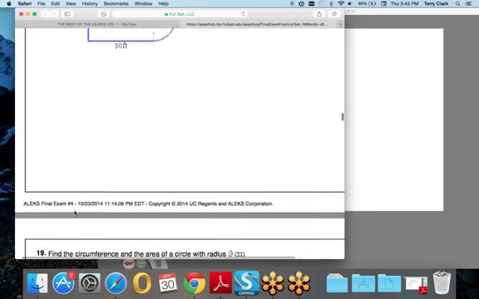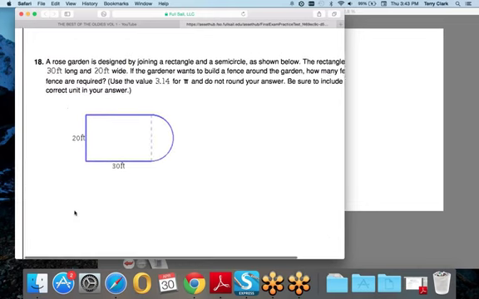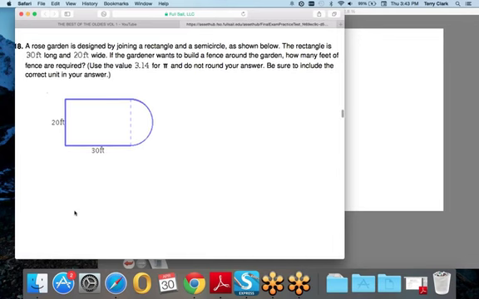I don't think we're going to finish these today, but we're going to do as many as we can. 18, a rose garden is designed by joining a rectangle and a semicircle as shown below. The rectangle is 30 feet long and 20 feet wide. The gardener wants to build a fence around the garden. How many feet of fence are required? Be sure to include the correct units in your answer.